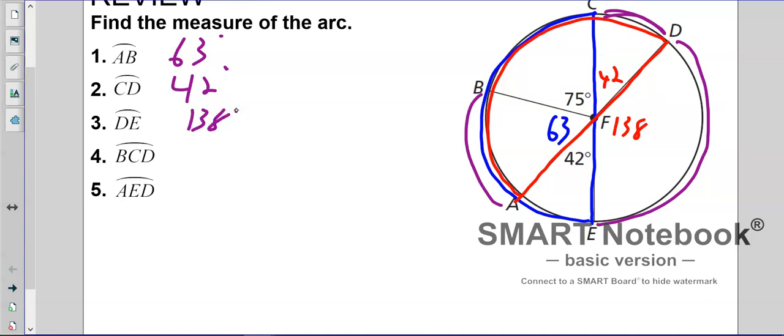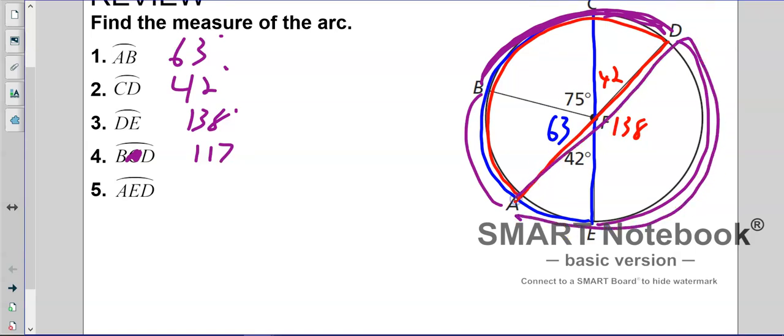BCD was a typo. It should just be BD. So please scratch that out. Because as you can tell, BCD, if you call it that, would not be a major arc. So we're just adding 75 and 42 to get 117. And then AED. AED is one of our other semicircles, 180. Okay, just quick review.